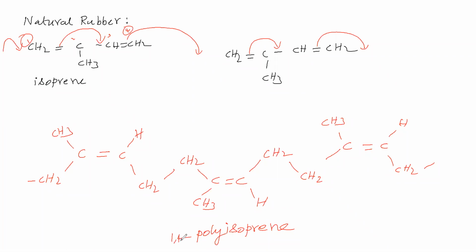So 1,4 polyisoprene. In this C=C double bond, similar groups are on the same side. Therefore, it is the cis isomer. In this C=C double bond also, CH2 and CH2 are on the same side. Therefore, it is cis. So we can say it is cis-1,4-polyisoprene. Cis-1,4-polyisoprene is called natural rubber. What are the properties of this natural rubber? What are the uses of natural rubber?